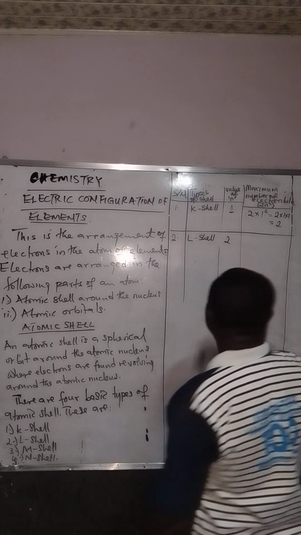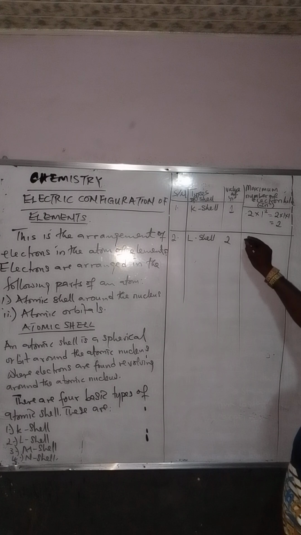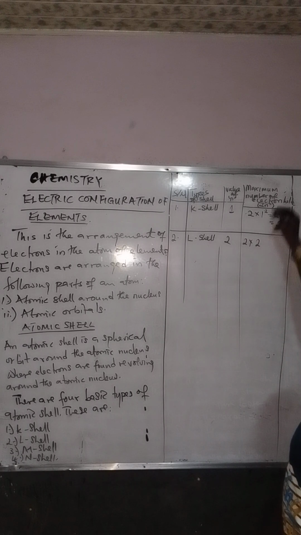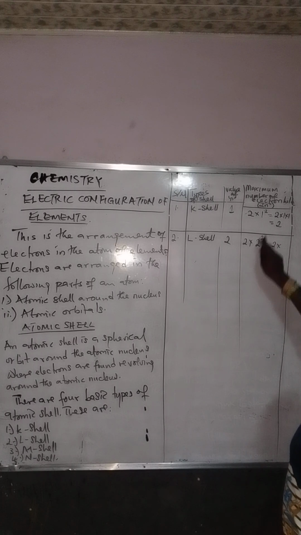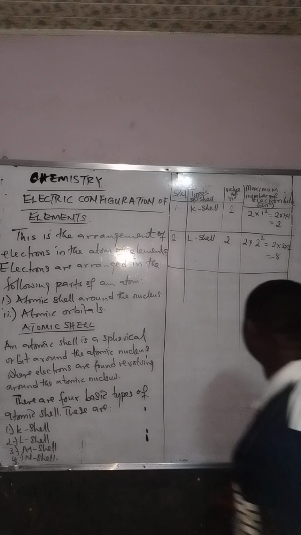Then number 2 is L shell. Principal quantum number for L shell is 2. So put 2 inside this formula. You have 2 times, instead of n, put 2, raised to the power 2. This is the same thing as 2 times 2 times 2. So the answer is 8. So L shell can carry a maximum of 8 electrons.